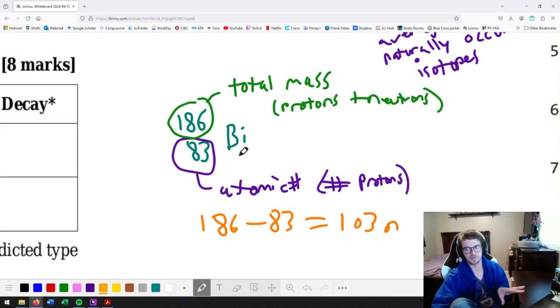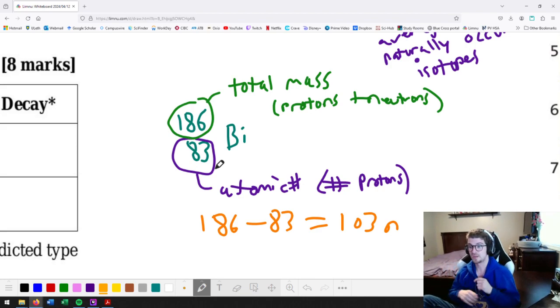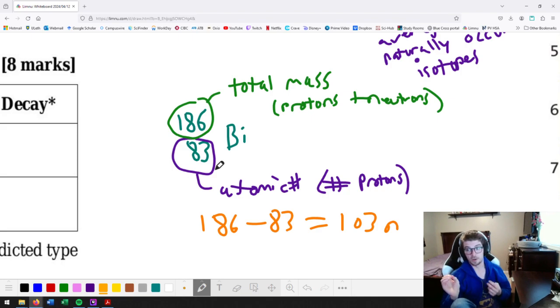So talking about this notation again, the 83 is the atomic number. It's the number of protons in the nucleus of the element that we're looking at. And for any given element, the atomic number will never change. It cannot, because if it has a different number of protons, it is a different element. It is the number of protons in a nucleus that defines the identity of an element. And there's no other measure for that.